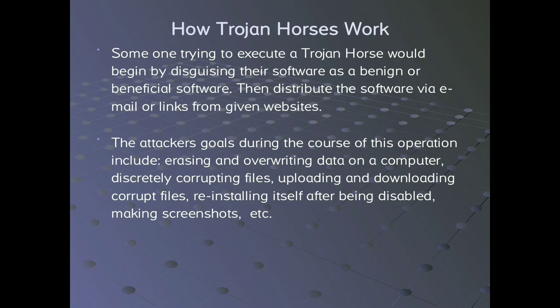Let's see how a Trojan horse works. An attacker begins by disguising their software as beneficial software, which is then distributed by email or links. The users are then fooled into downloading the disguised software, which then corrupts the user's computer. Attackers' goals during this operation include encrypting files, data harvesting, erasing and overwriting data, making screenshots, taking control of the user's computer, etc.